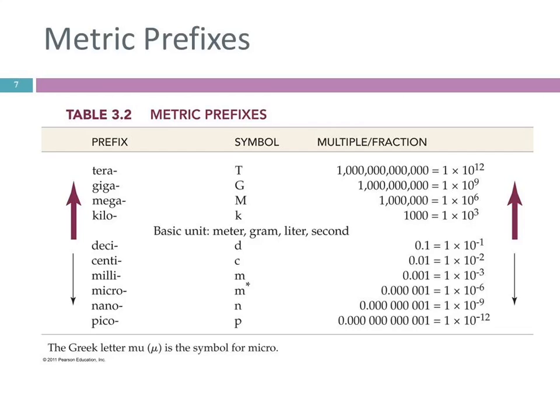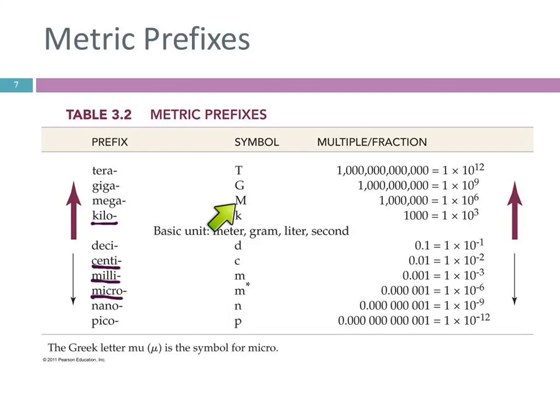So some of these are more important than others. Kilo is very important in chemistry, and centi, and milli, and micro. Those are probably the 4 most important ones for chemistry. These units apply to any of the basic units, meter, gram, liter, second. You can put these units in front of them. So here we have the prefix name, and each of them has a 1-letter symbol.